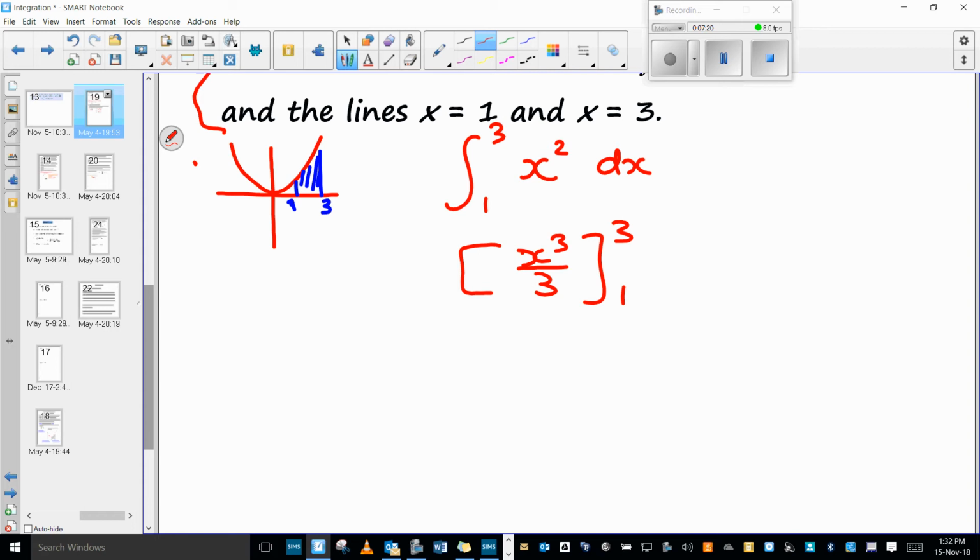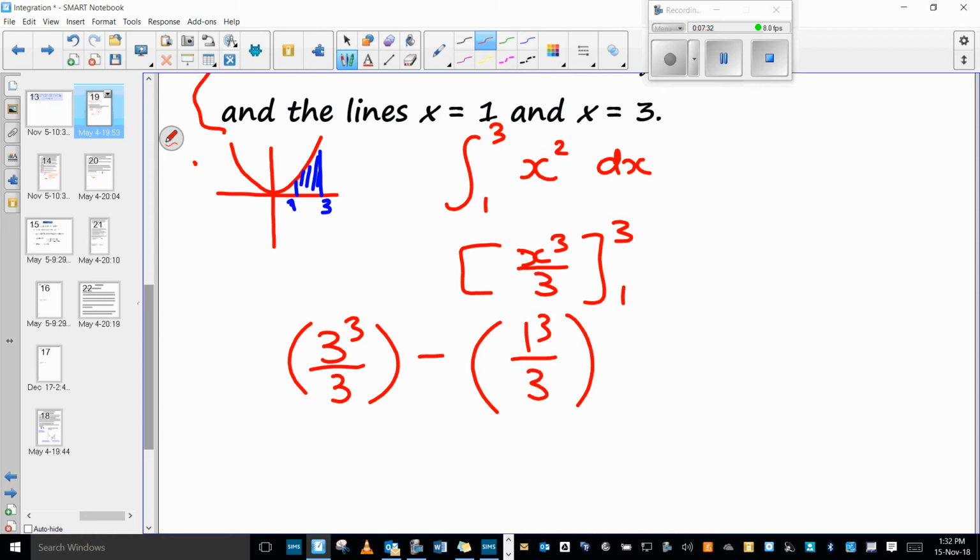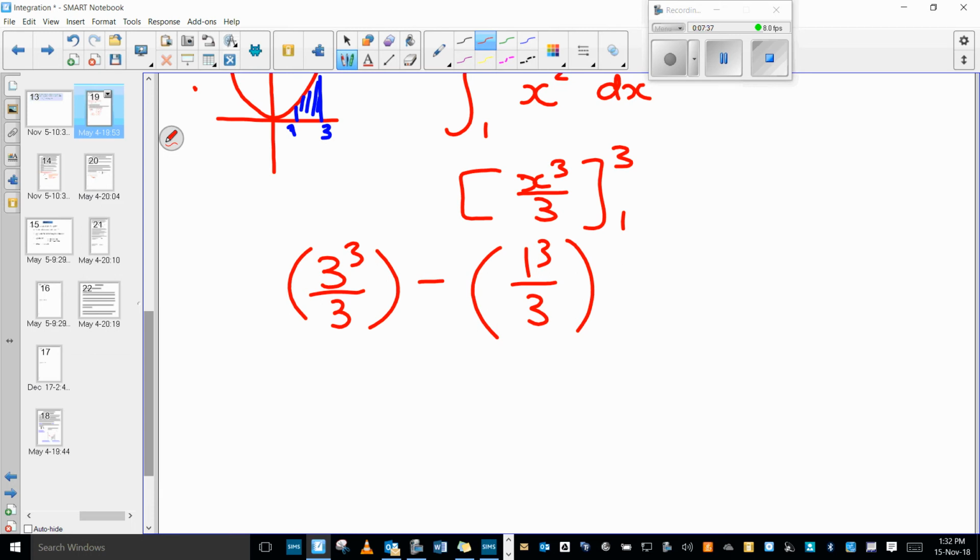Put the numbers in. So 3 cubed over 3, subtract 1 cubed over 3. So 3 cubed means 3 times 3 times 3, yeah? And then divide by 3. And then 1 cubed is 1. And so that's subtract 1/3. Yeah, you remember that?